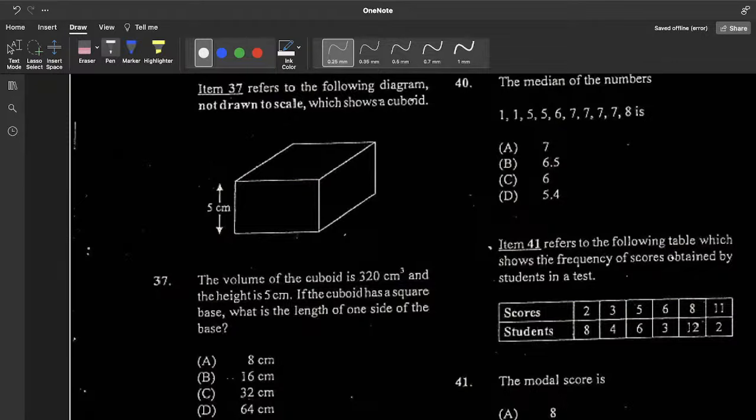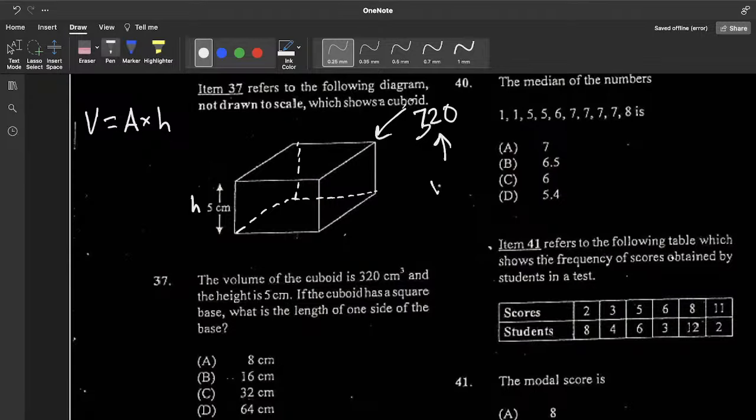Now the volume of the cuboid is 320. So it's saying that this whole thing has a volume of 320, sorry. Okay, now this is a trapezium prism, sorry. And when we have a prism, we say that the volume of a prism is equal to the area times the height. So it's saying that we have a square base right here. So think of this as a square base. And the height here is 5. So we know that h is 5. And we also know what the volume is already.